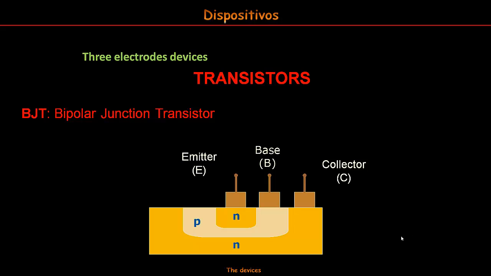We will call the transistor terminals emitter, base and collector. You can see in another video how they work. Base controls the flux of carriers crossing from emitter to collector. This is in fact the transistor effect.